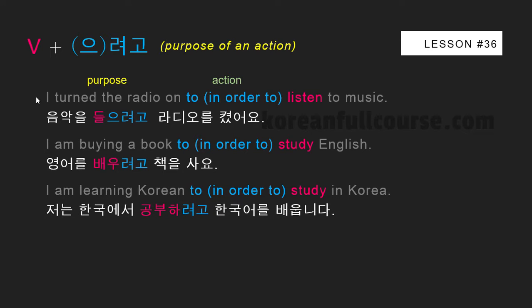I turned the radio on to listen to music. 음악을 들으려고 라디오를 켰어요. I'm buying a book to study English. 영어를 배우려고 책을 사요. I'm learning Korean to study in Korea. 저는 한국에서 공부하려고 한국어를 배웁니다.